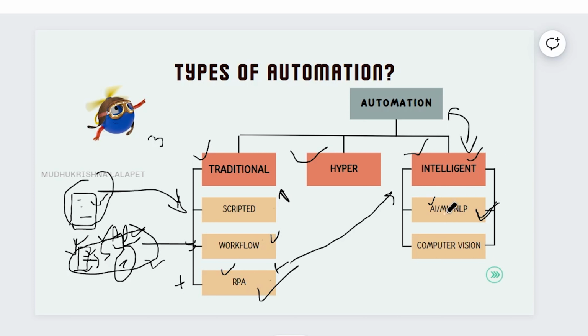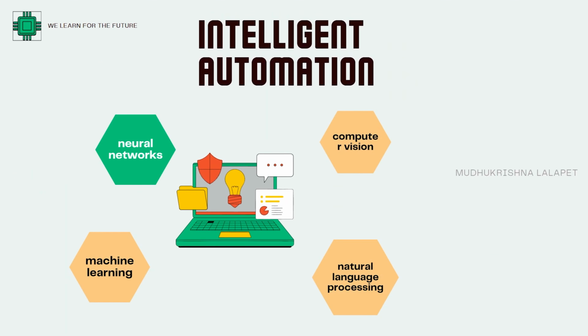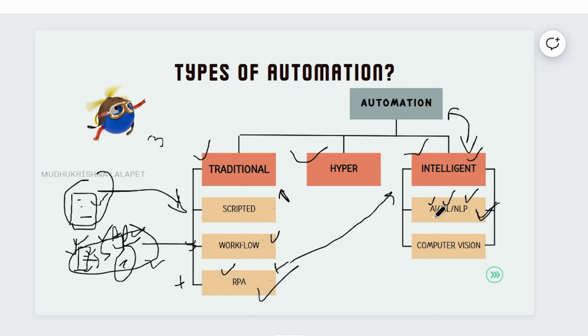I'll give a quick overview of these definitions: AI, ML, NLP, and computer vision. AI involves the development of systems or algorithms that can perform tasks that typically require human intelligence, such as understanding natural language, recognizing patterns, and making decisions. Machine learning is a subset of AI that focuses on enabling computers to learn from data and improve their performance. This happens over time.